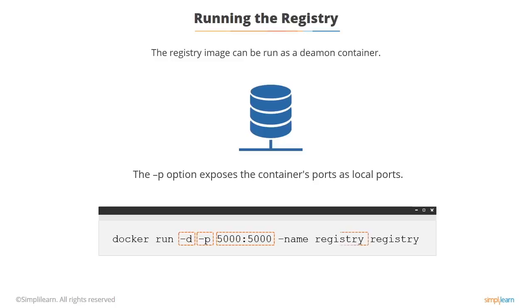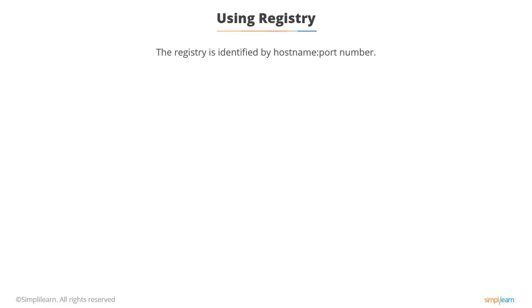Port 5000 is the default port for a Docker registry. And so now the registry is identified by hostname:port, the name and port number. And so you put that as the registry prefix.